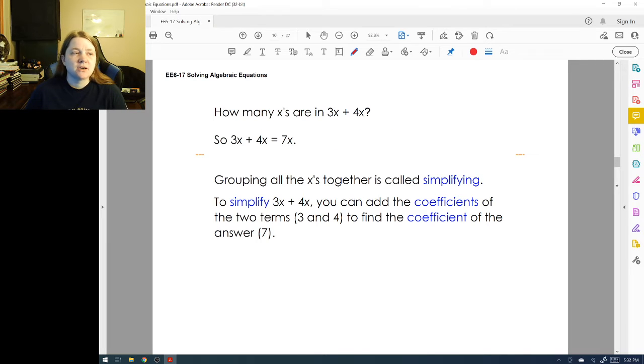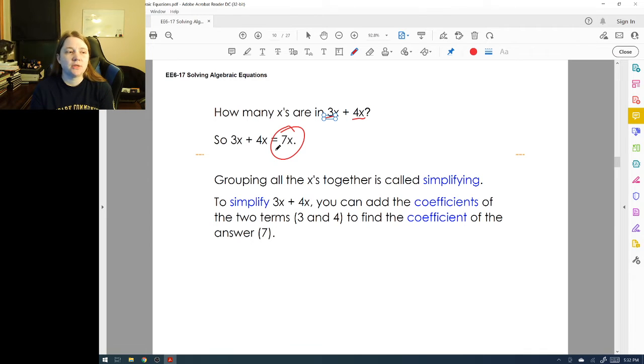How many x's are in 3x plus 4x? Well, we have 3 x's being added here, then we have another 4 x's being added here. 3 plus 4 is 7, which means there's going to be 7 x's. Grouping all the x's together, combining them all up, is called simplifying.